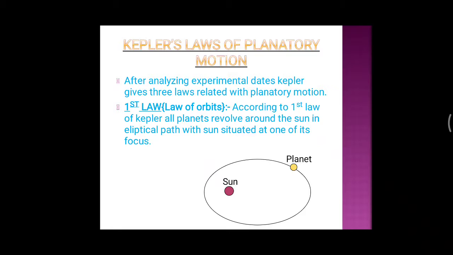Here the pictorial representation is given. You can see the planet rotating upon an elliptical path and the sun is situated at one of the foci. Ellipses are having two foci. Here in this case, the sun is situated at one of the foci. The other focus should be here.